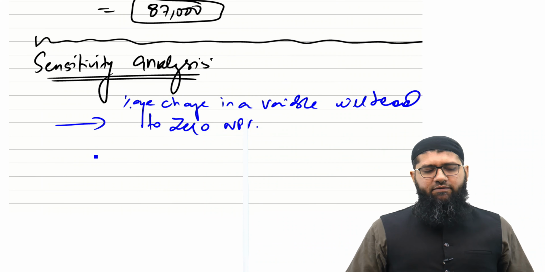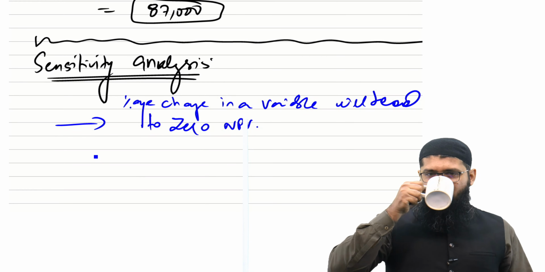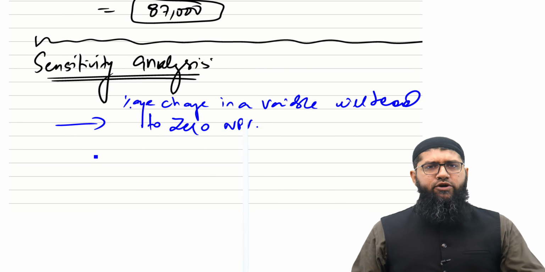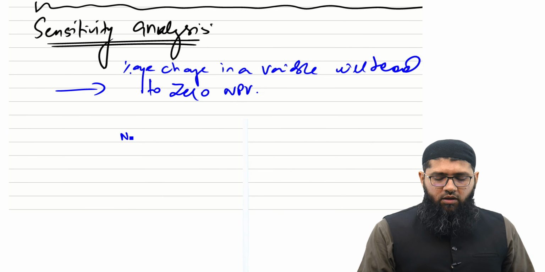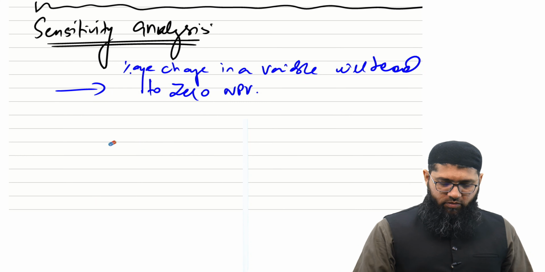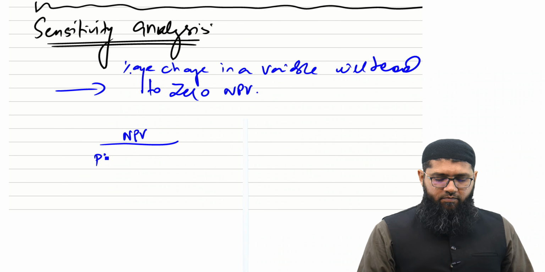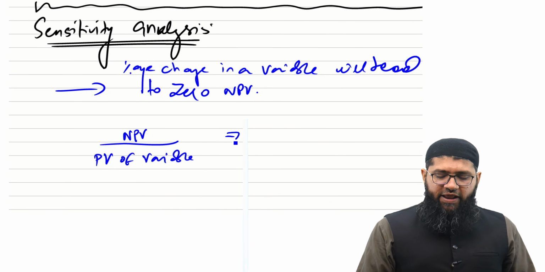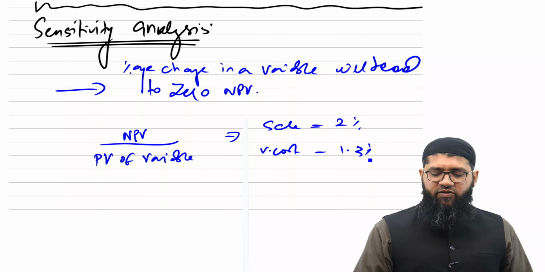Let me guide you a bit on what is going to happen with respect to sensitivity. In order to calculate sensitivity, you would say the NPV of the project divided by the present value of the variable. For example, you're getting sales, 2% change in sales will lead to zero NPV. Variable cost, 1.3%. Fixed cost, 5%, and so on and so forth.